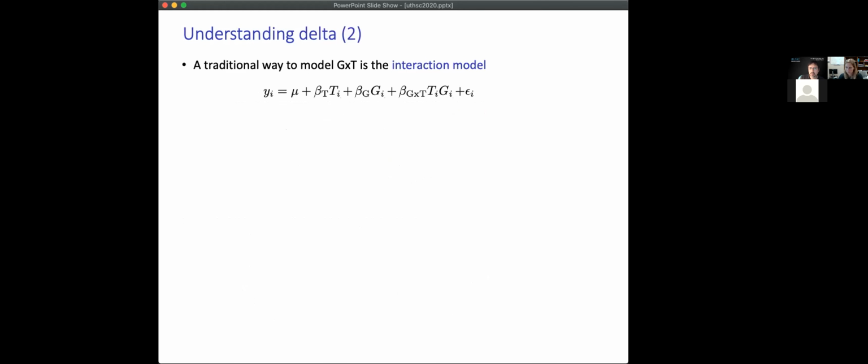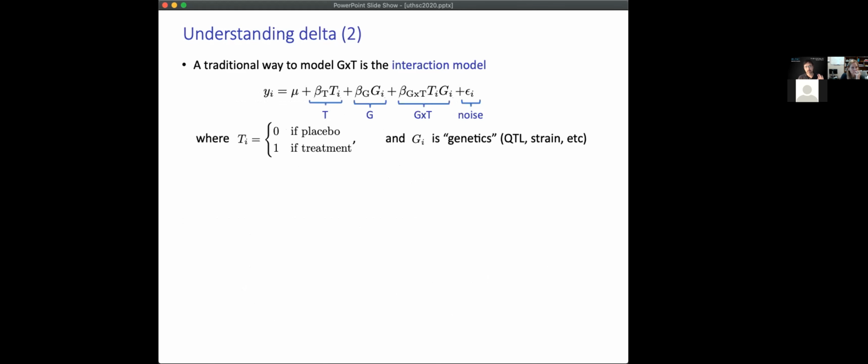So a more traditional way to model gene by treatment effects is what I call the interaction model. So modeling G by T as a statistical interaction. So here we would have a regression where you've got the intercept and then a term for the treatment effect, a term for the genetic effect on the outcome, and then a gene by treatment interaction. And that's the kind of model that people usually use. And it sounds good because it's an interaction model for looking at gene by treatment interaction. So they both got the words interaction.